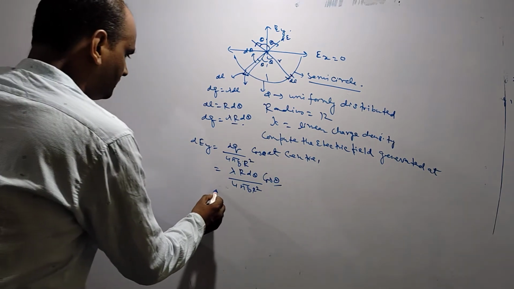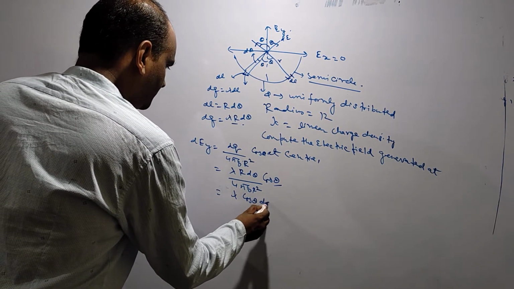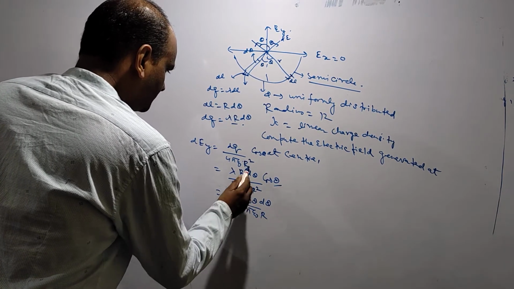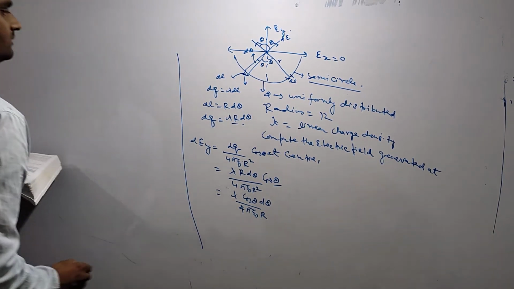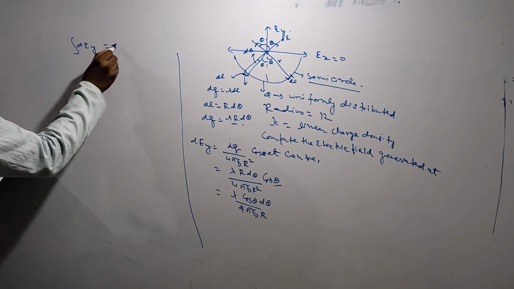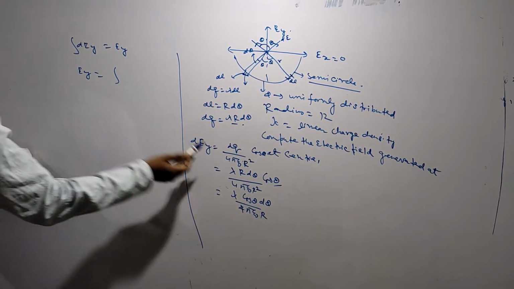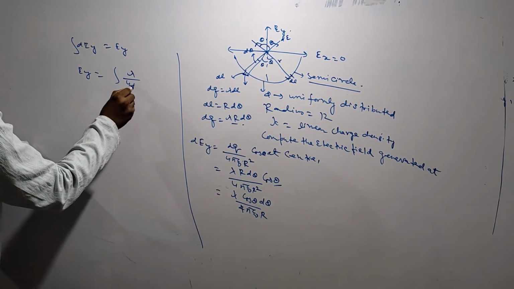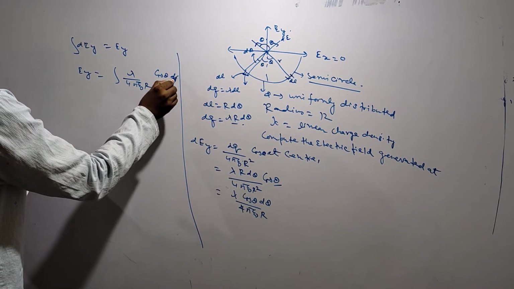Okay, well, now we have a small calculation. Cos theta d theta over 4 pi epsilon naught r is going to be cancelled out. So we are left with integration. We will get Ey. So Ey is just integrating this function, lambda by 4 pi epsilon naught r cos theta d theta.